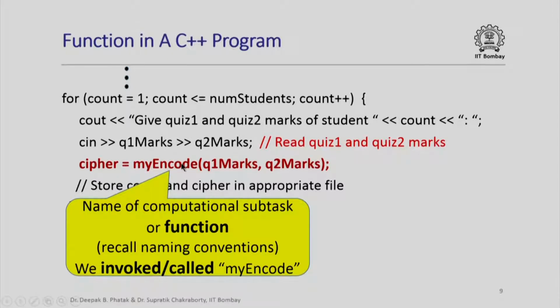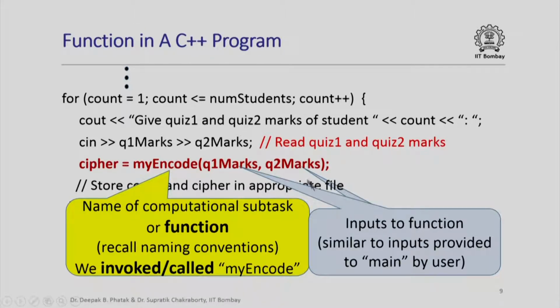So note here, my encode is the name of the computational subtask I have just formed. Such computational subtasks are also called functions, and if you recall our earlier lecture on naming conventions, the same naming conventions as for variables apply also to names of functions. When we call such a function to do a computational subtask, we say that we have invoked or called the appropriate function, in this case my encode.